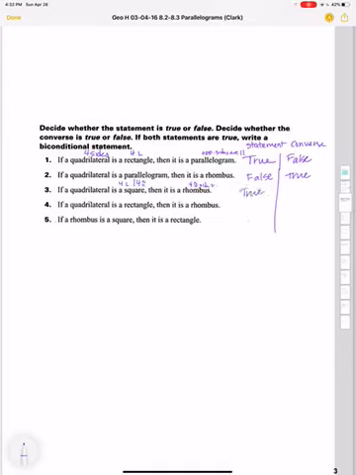But is a rhombus a square? No. A rhombus isn't a square because a square has more restrictions. A square has to have equal sides and right angles. A rhombus doesn't. It just has to have equal sides.